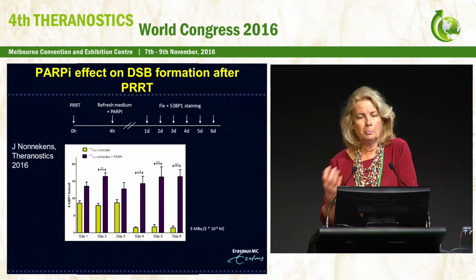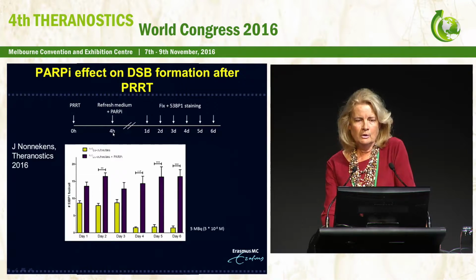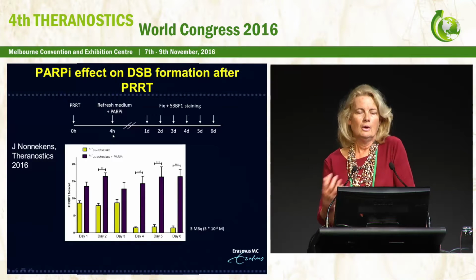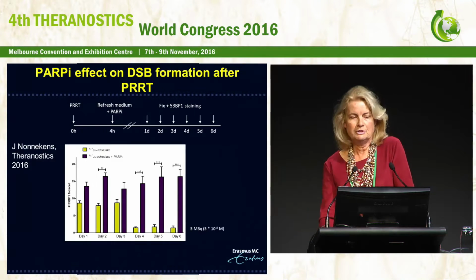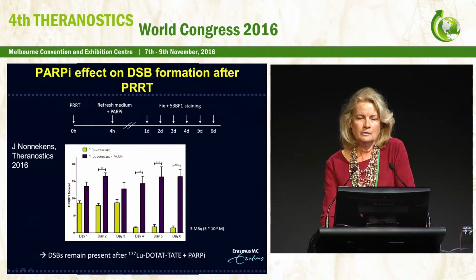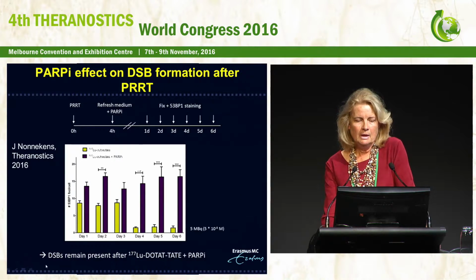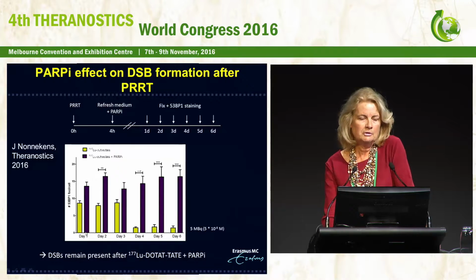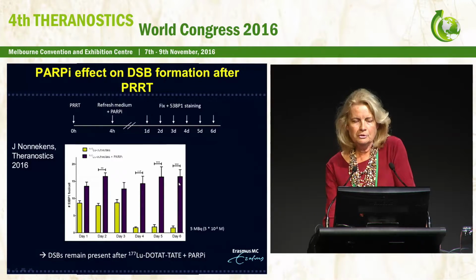So Julie did her whole protocol again. She did again a 4-hour pulse with lutetium octreotide, and then she washed the cells. There was no radioactivity anymore, apart from the radioactivity that was internalized into the cells, and then she added the PARP inhibitor, and she looked again during 6 days at the number of foci in the cells. What she found was that the combination with the PARP inhibitor, in purple here, gave rise to a higher number of foci in the cell, but also for a longer period.